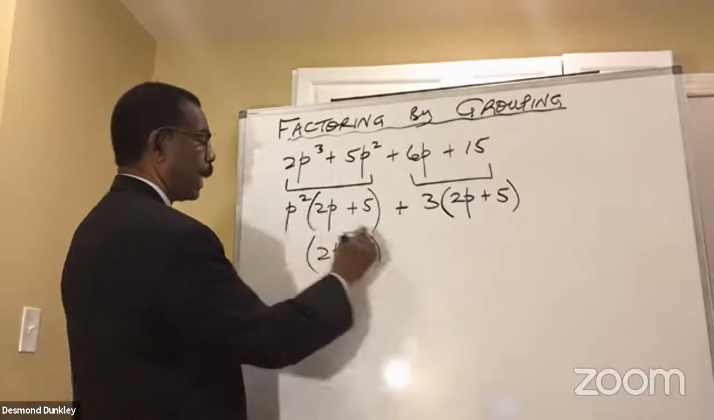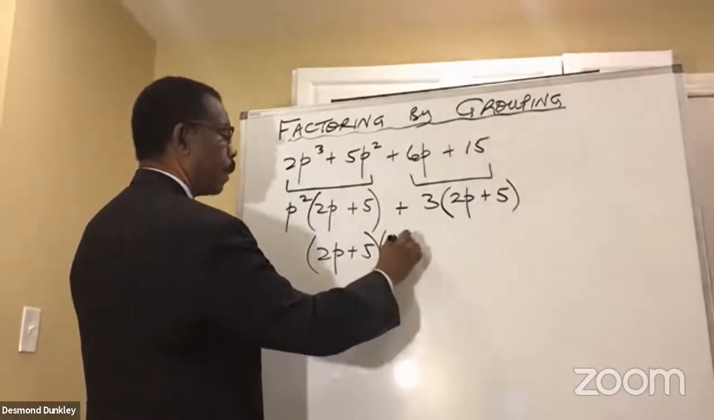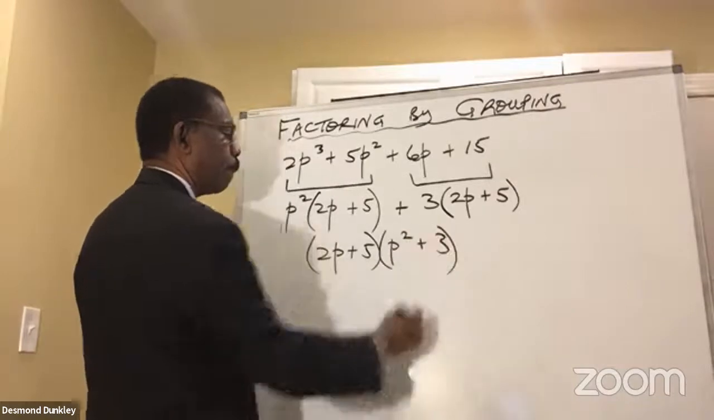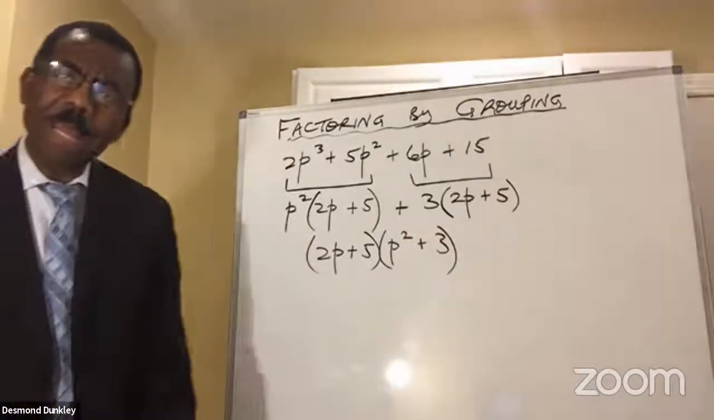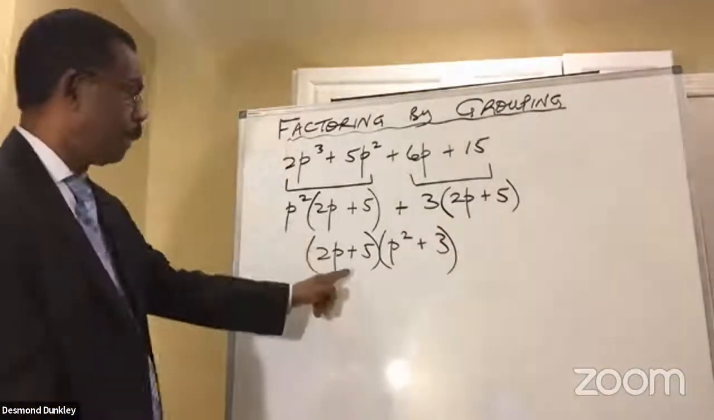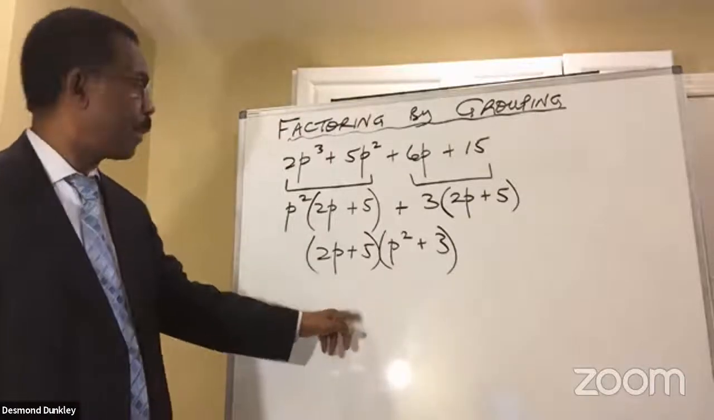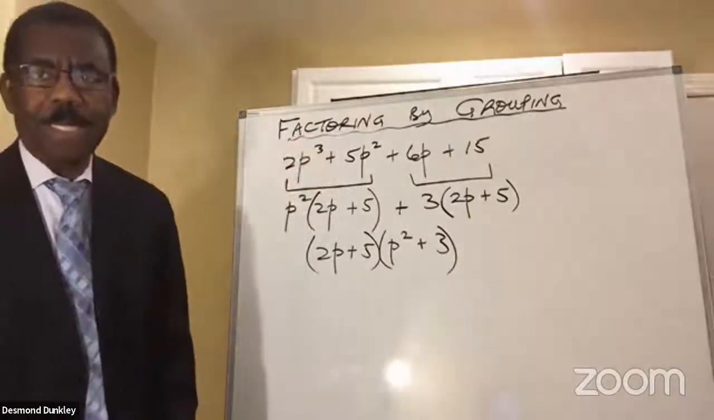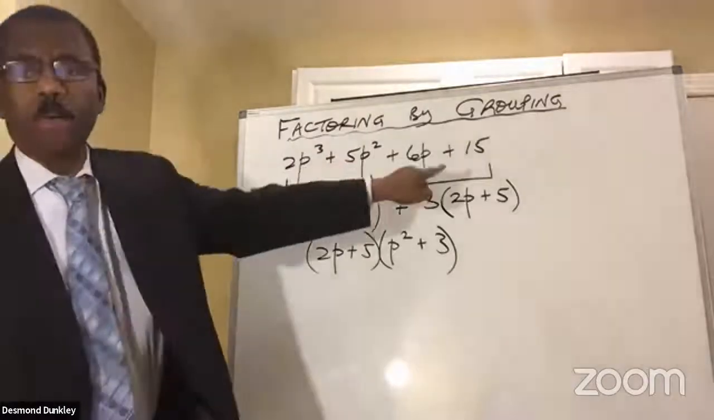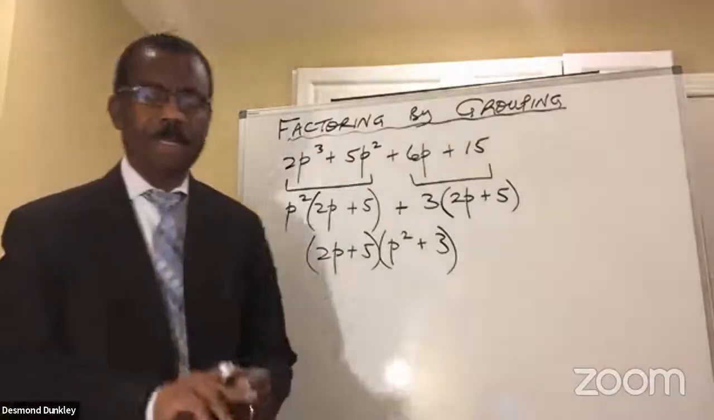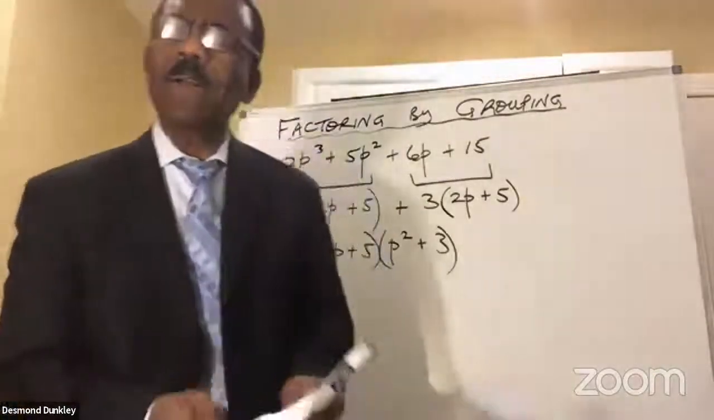And what's on the outside? P squared plus 3. Again, I guarantee you, if you multiply these two binomials together, you will get that expanded version. You will, I promise. Let's try something that is uglier.